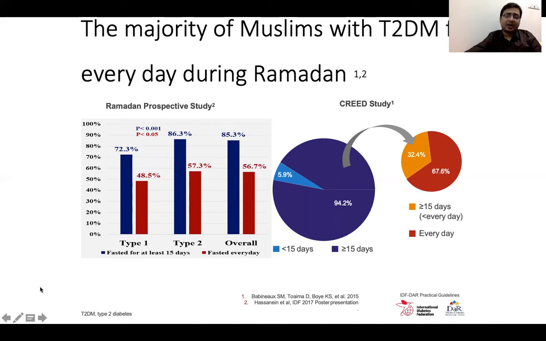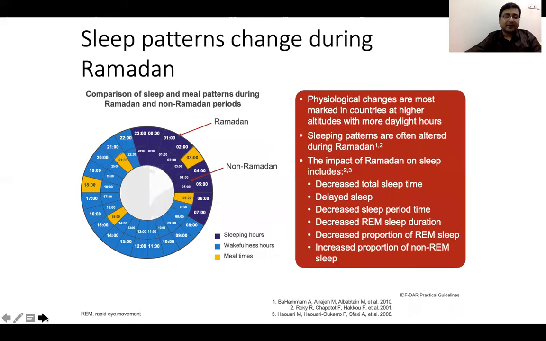So a large number of patients fast every day, and almost one third of the patients fast alternate days for a cumulative period of more than 15 days. What happens during that period is that it also changes the sleep patterns, and sleep patterns change during Ramadan.